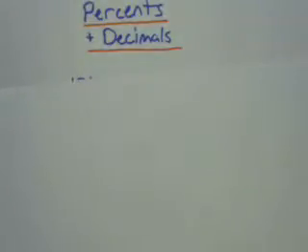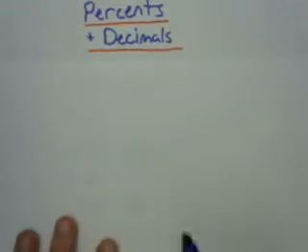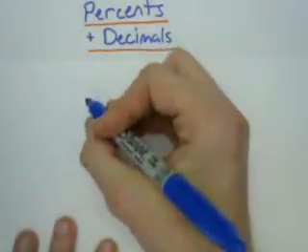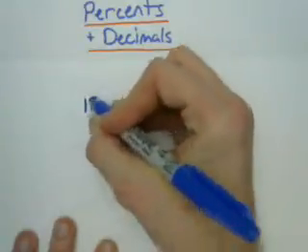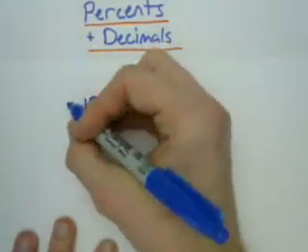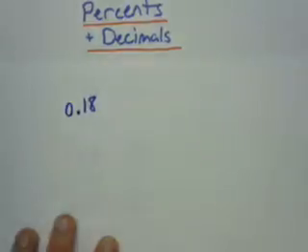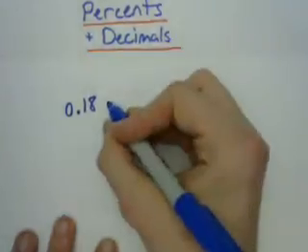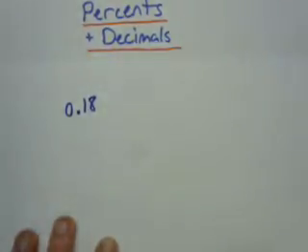Now let's cover something else. Let's go from decimals to percents. So here, if I was given 0.18, okay, how would I change this? I would say I need to do the opposite. Instead of dividing by 100, instead of moving it to the left, I'm going to move it to the right. I'm going to multiply by 100. I'm going to move the decimal 2 to the right, and then all I have to do after that is add the percent sign to show the change.